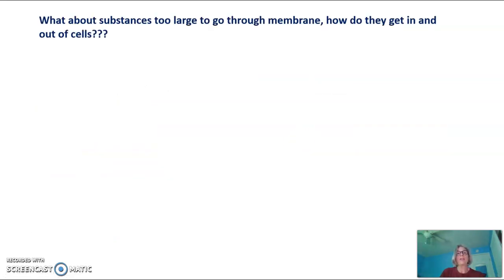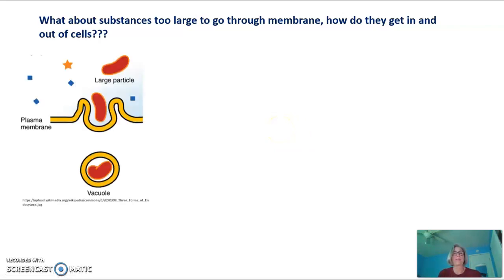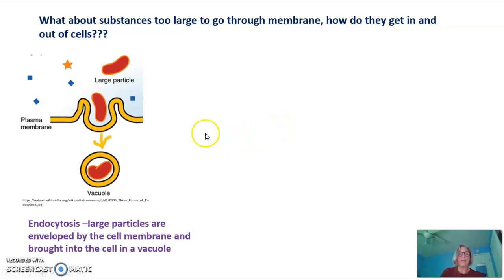What about substances that are too large to go through a membrane or even go through a transport protein? How do they get into and out of a cell? Well, there's a process called endocytosis for bringing very large particles into a cell, and that's shown here, where the cell or plasma membrane actually reaches out and envelops a particle. It could be something as large as a bacteria, and it's brought inside the cell in a vacuole.